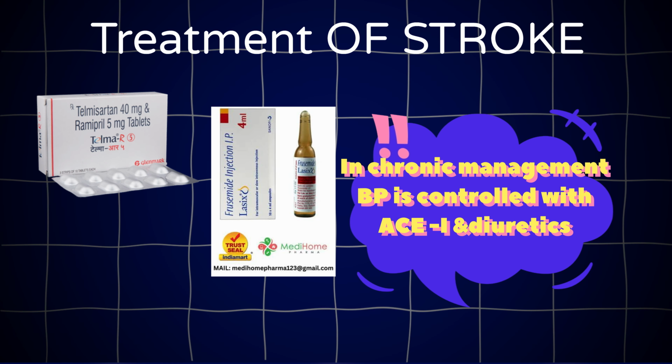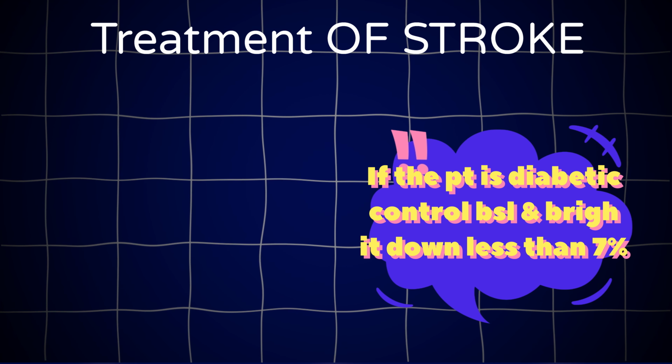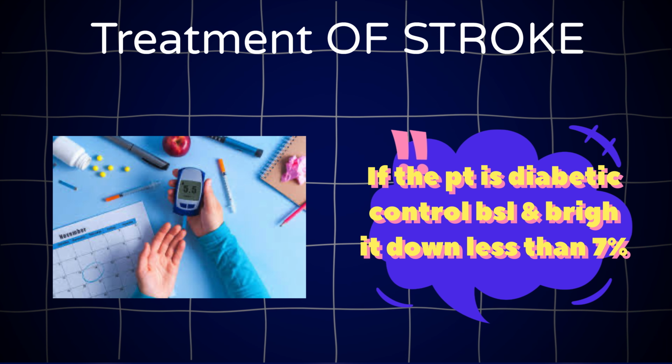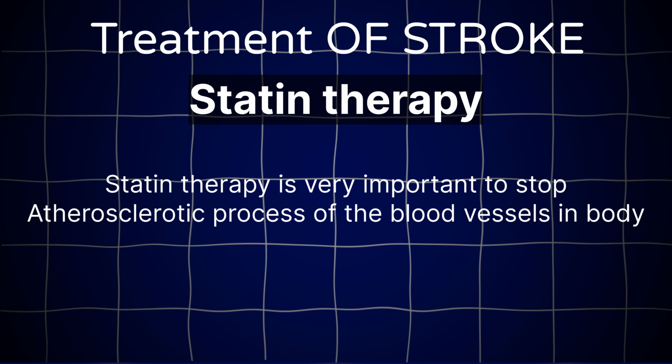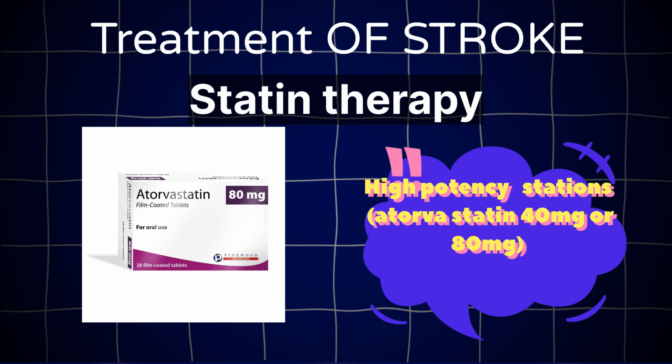In chronic management, you control the blood pressure, preferably with ACE inhibitors and diuretics. And if the patient is diabetic, you control the blood glucose level, you bring the HbA1c down to less than 7%. Statin therapy is very important to stop the atherosclerotic process of the blood vessels. To control the lipid profile, you give high potency statin, either 80 or 40 mg depending upon the patient.